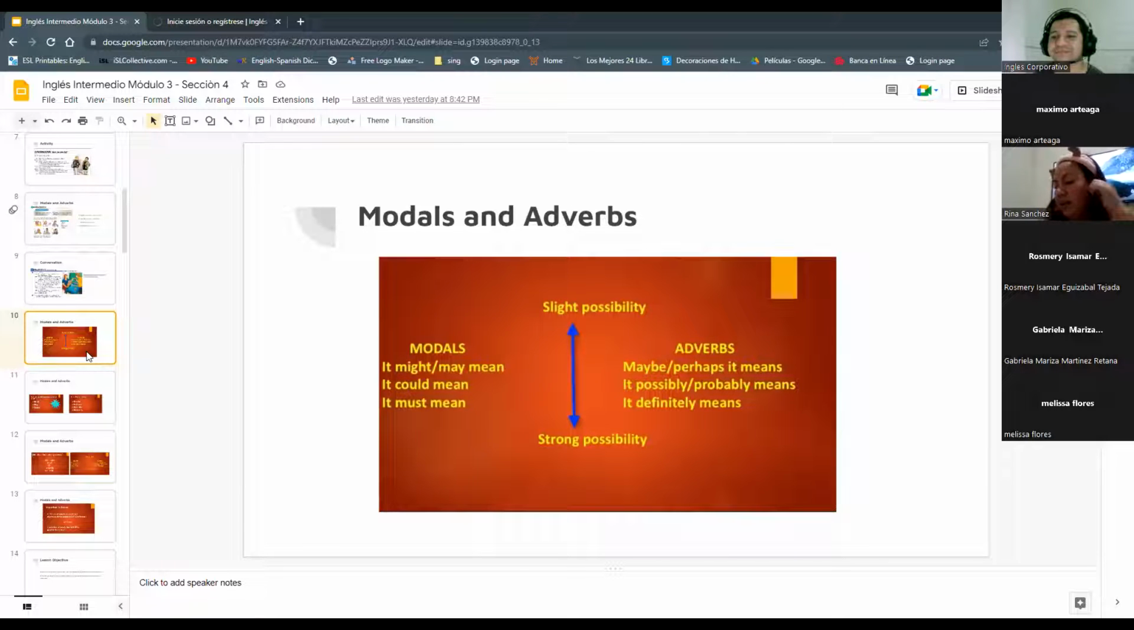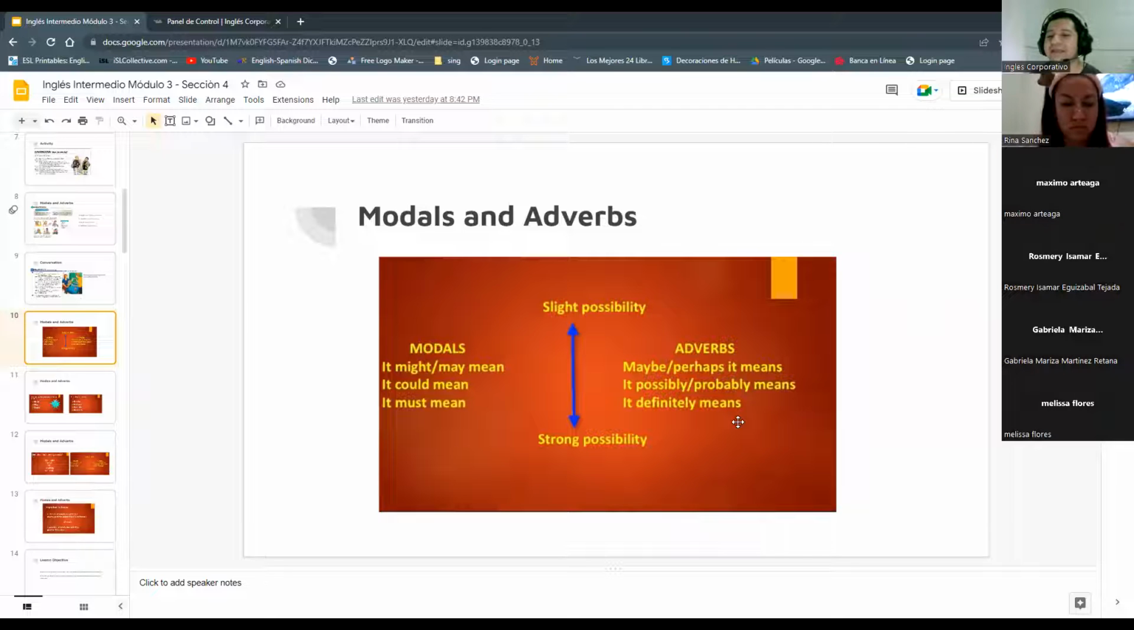Who knows? May, could, and must. Exactly. May, could, must, and also might, that is similar to may, right? Y los adverbs, the adverbs that we studied yesterday, ¿cuáles son los que estudiamos ayer? Who remembers? Maybe, perhaps, possibly, probably, and definitely. Very good. And if I am sure about something, si yo estoy seguro de algo, o casi por ciento seguro, casi 100%, ¿cuál modal debo de utilizar? Might, may, could, or must?